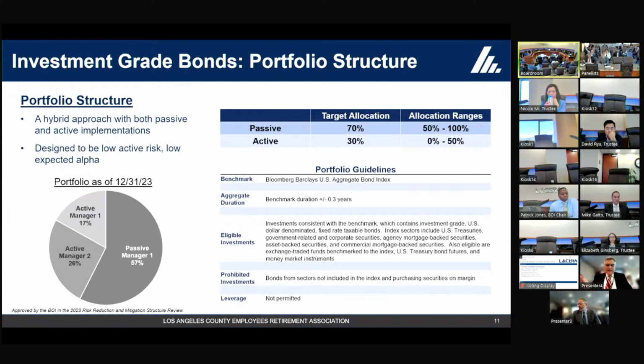by passive we mean an indexed approach, so it has very low active risk or tracking error, less than 15 basis points a year, combined with a 30% allocation to actively managed portfolios. I want to highlight that our 2 active managers, you see them here on the pie chart to the left, follow what's known as a core bond strategy, which means that they take very low active risk and they don't make investments in any sectors that are not included in the benchmark.